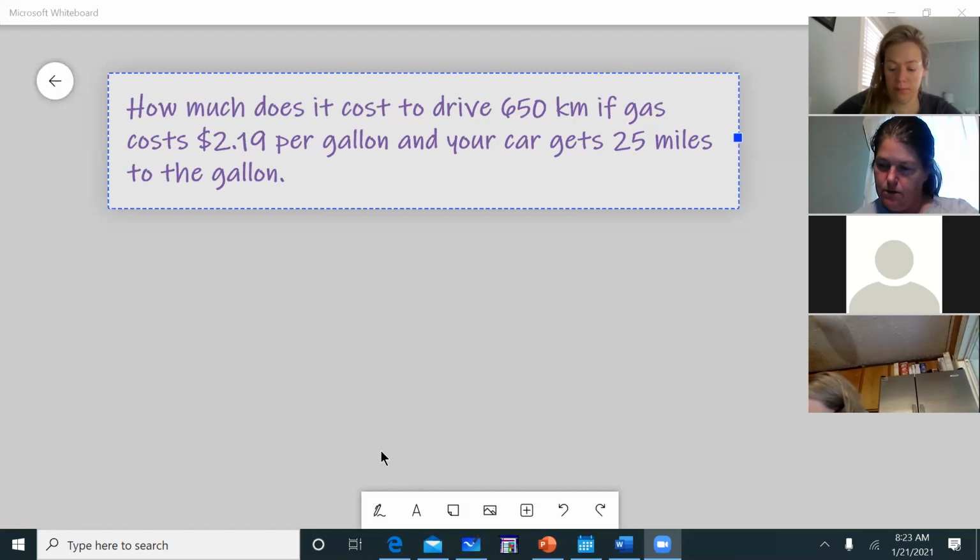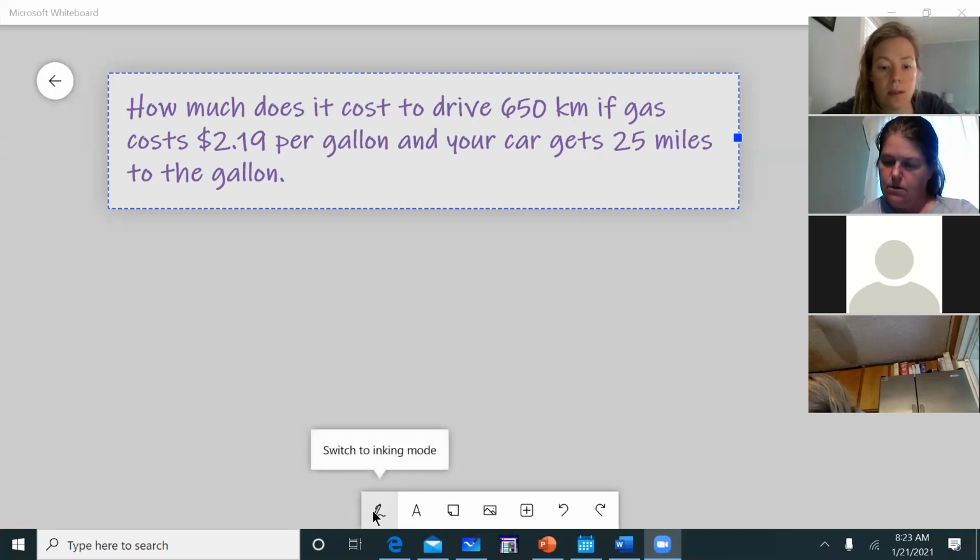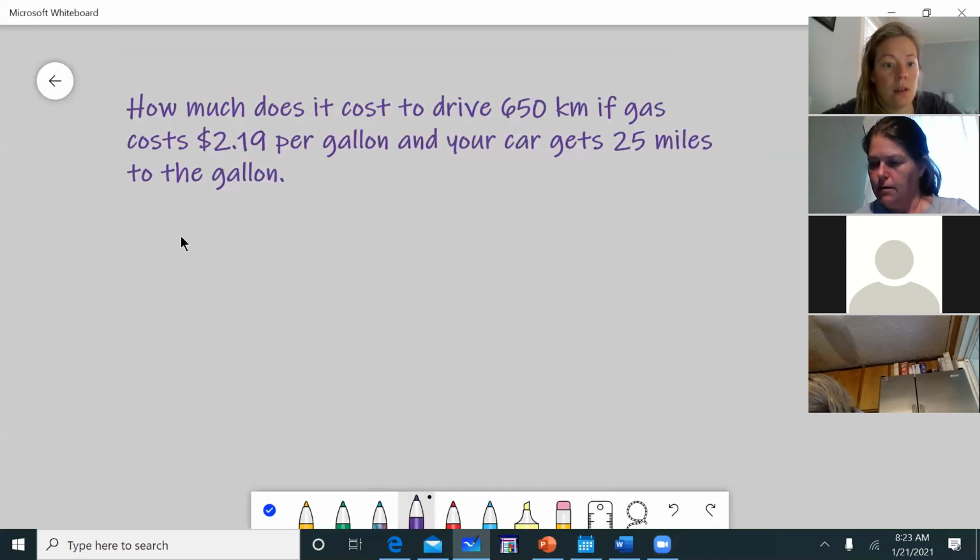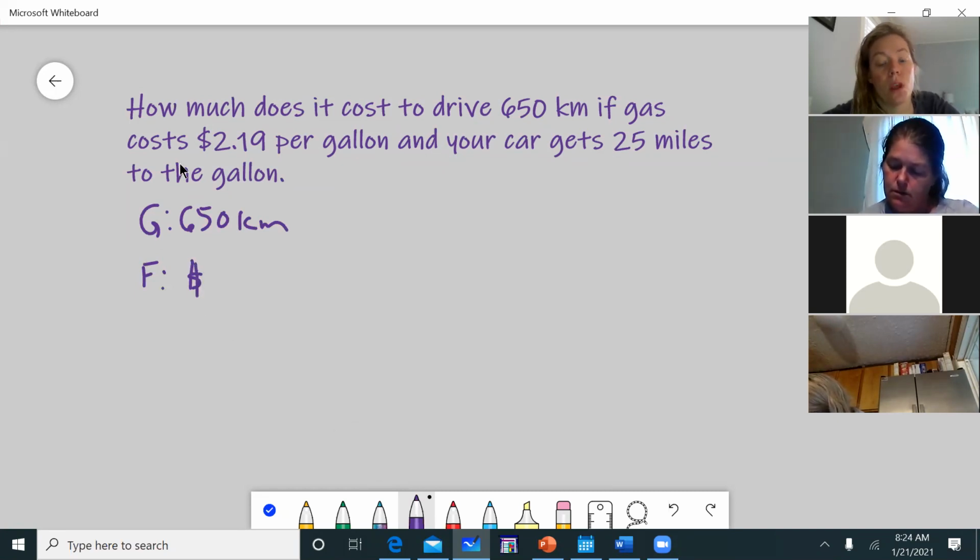Okay, so this problem is multi-step. There's a couple things going on. Our given piece of information is that we drove 650 kilometers, so that will be what we're starting with. Given that I have 650 kilometers, I'm trying to find something about money, right? How much did it cost?